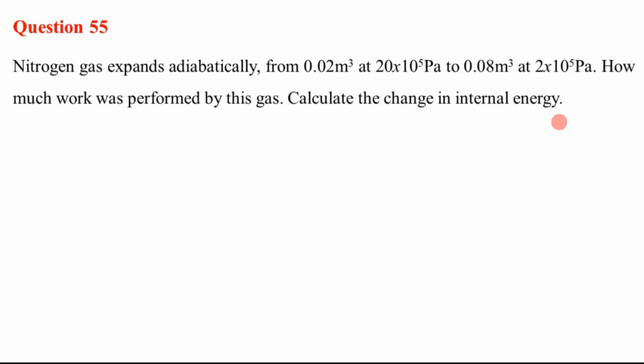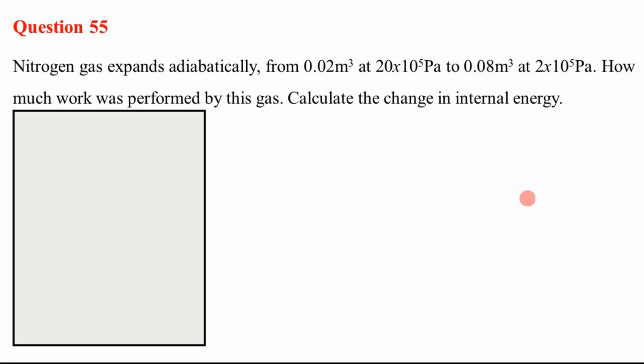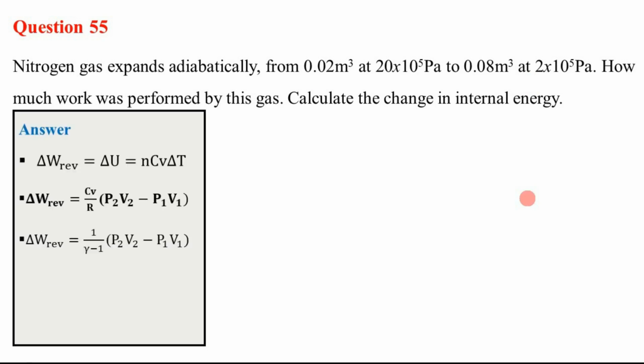But here we know that the internal energy is equal to nCvdT, and we don't have the change in temperature. We have the volume and the pressure. We don't have a constant external pressure, so we have to use the reversible adiabatic expansion formula to calculate the work done. When the work done is irreversible, you can use nCvdT. Here we cannot use this formula because we don't have the temperature. We can also use Cv over R, P2V2 minus P1V1.